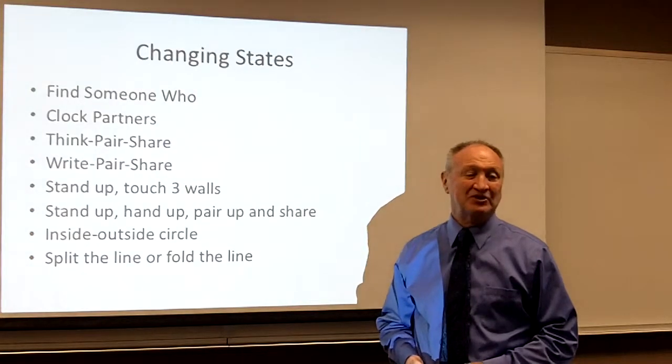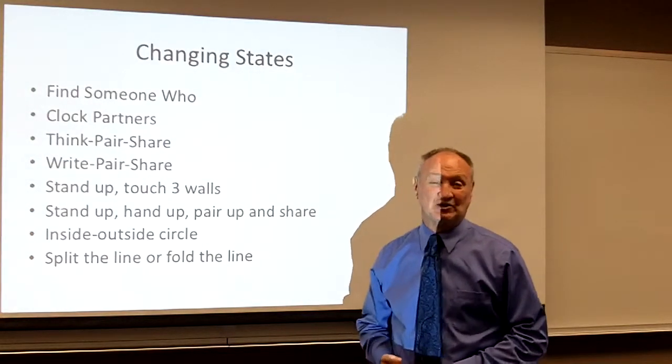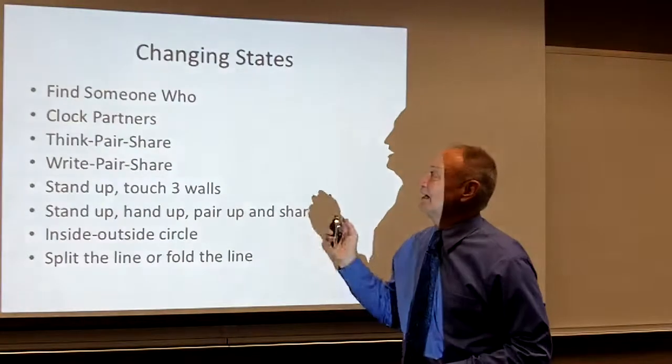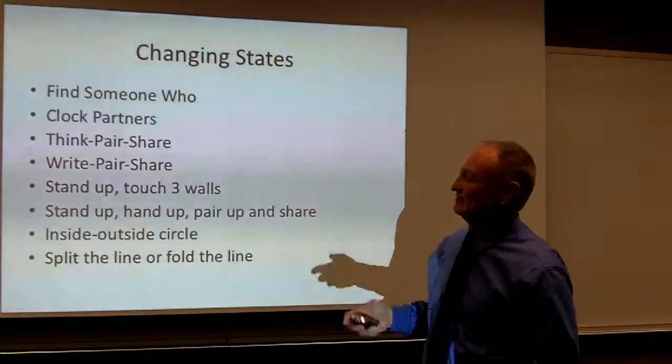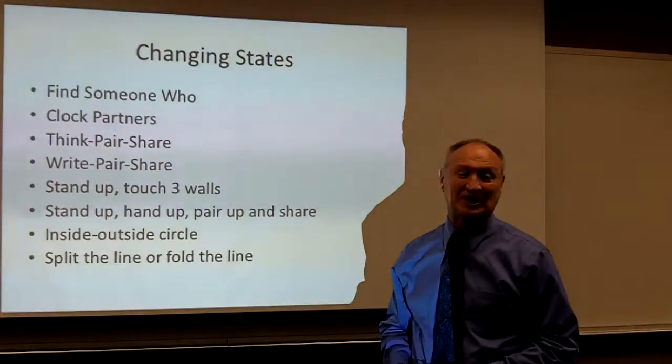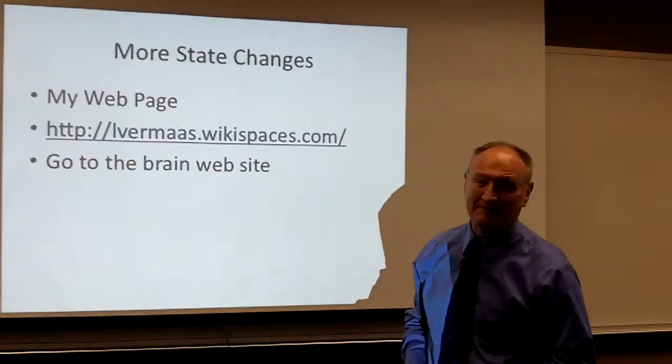There's lots of different state changes. Here's just a few of them that I have listed, and you can look at the list. Find someone who, clock partners, and as I said, stand up, touch 3 walls. So you have lots of different state changes that you can use. The value of state changes is to allow the students to refocus their thoughts. We're going to allow the students to have a change of state. It can be very subtle, as I said, or it can be something a little bit more dramatic.